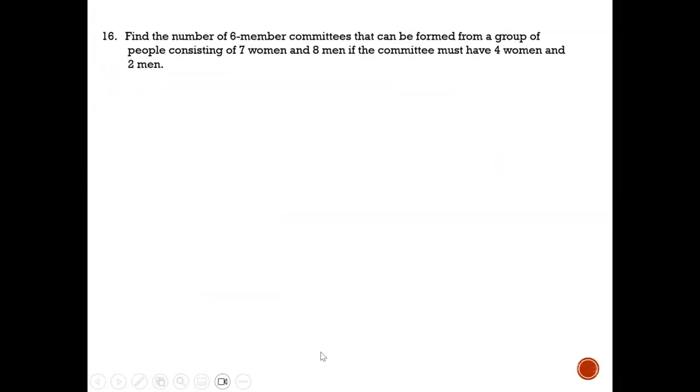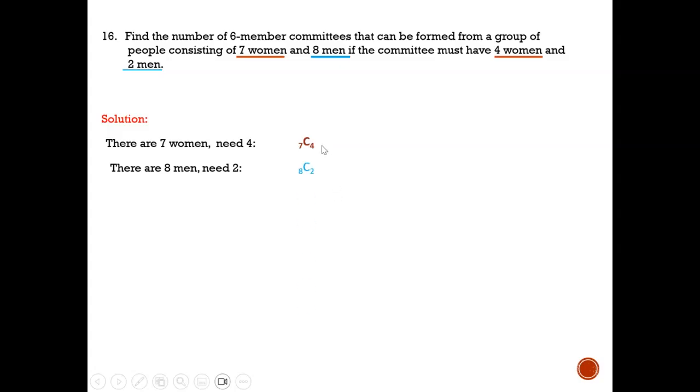Now comes number 16. It says, find the number of 6-member committees that can be formed from a group of people consisting of 7 women and 8 men if the committee must have 4 women and 2 men. And again, guys, this is also going to be a combination problem. So here's my solution. There's 7 women, and how many women do we need? 4. So it's going to be 7 combination 4. From the men, there's 8 men, and we must have only 2. So it's going to be 8 combination 2.